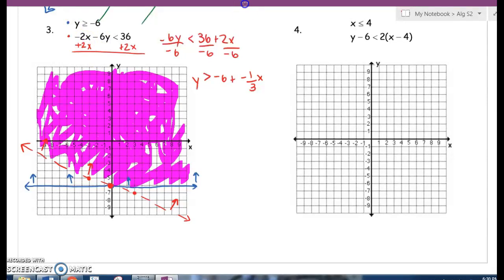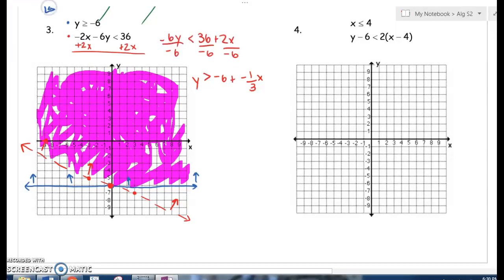Let's see. Let's try another one. With number 4, x is less than or equal to 4. Remember, if it's x equals, that's a vertical line. So you got to find 4 on the x-axis. Since it's less than or equal to, that will be a solid vertical line. And less than or equal to, normally we shade above, but with the vertical line, less than would be to the left. Remember, less than is to the left. So I would be shading somewhere to the left of this line.